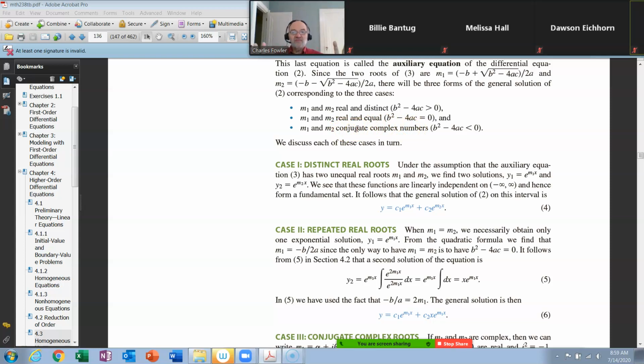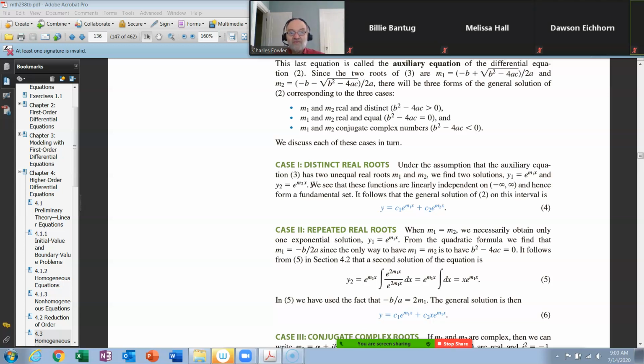So let's take the three cases separately. First one, two real distinct roots. Okay, what do we do with that? We just plug them in. One solution is going to be e to the m1x, where m1 is one number. I said before 7, e to the 7x, and y2 may have been, like I said, that m could have been minus 3. That would have been y2 is e to the minus 3x. Two completely distinct and independent solutions.